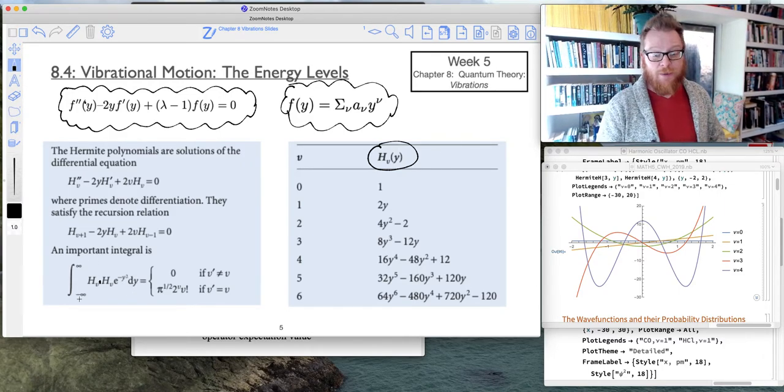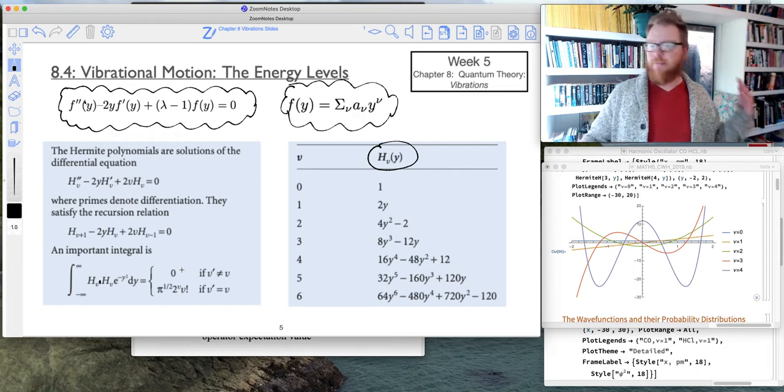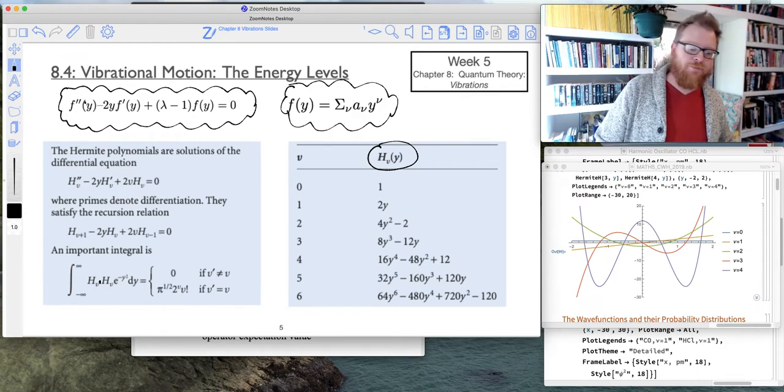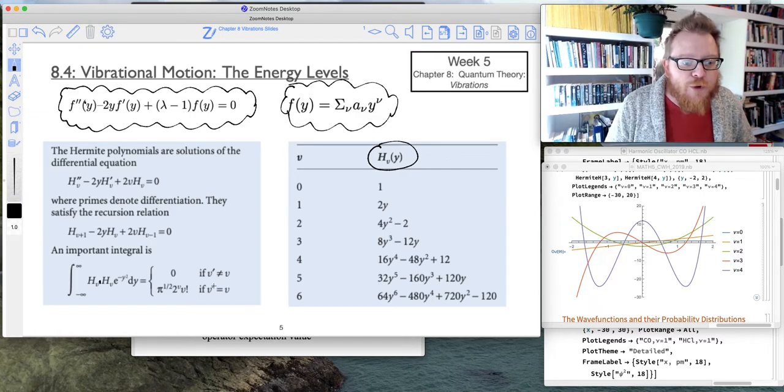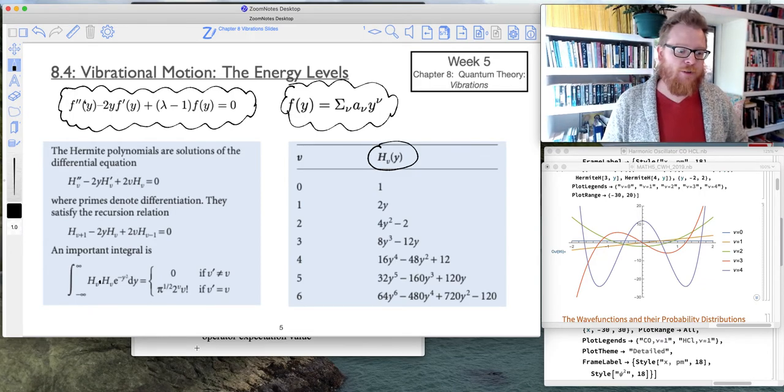So this is a really important integral property, okay? If nu prime is not equal to nu, this equals 0. So in other words, the Hermite polynomials are orthogonal to each other. Fantastic. So that's one requirement of wave functions anyways, okay? But if nu prime equals nu, so if we're talking about the same state, we get a numeric answer, which is awesome. That's another thing that we need out of this, okay?